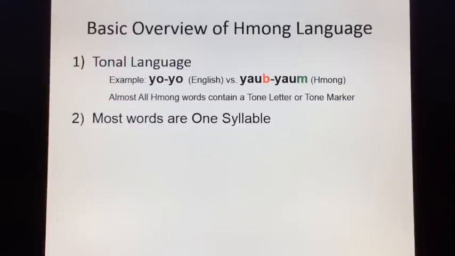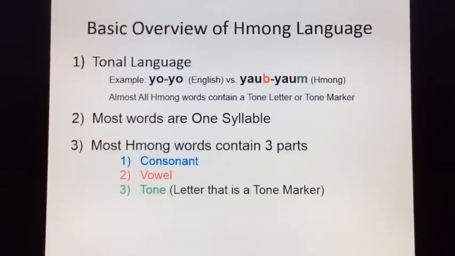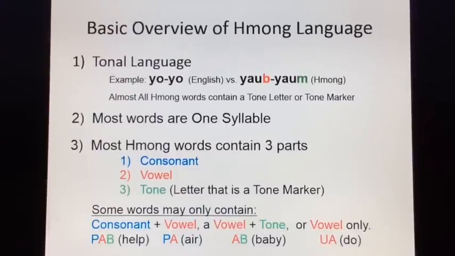Secondly, most Hmong words are one syllable, which makes the Hmong language very, very easy to learn. Some words contain two syllables, for example, baekyo, but if it's more than two, many of those words are borrowed or adopted from other countries and languages. Thirdly, most Hmong words contain three parts: the consonant, the vowel, and the tone letter or tone marker. Some words may only contain a consonant and a vowel, a vowel and a tone letter, or vowel only.